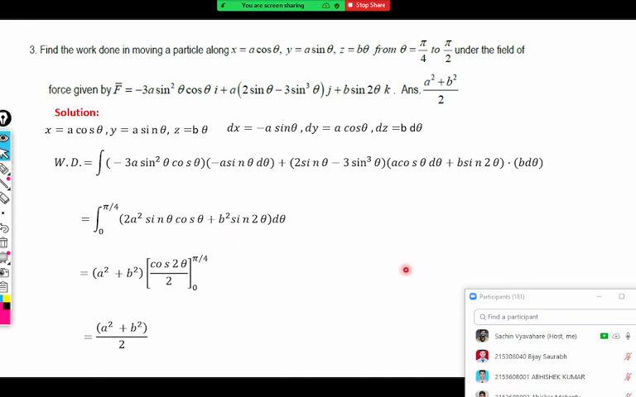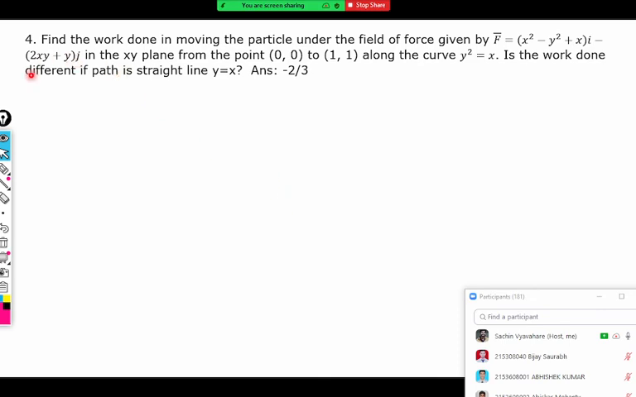last question here. So this is the last question. The question is, find the work done in moving a particle under the field of a force given by F bar. This vector F bar is given in the xy plane, from the point 0, 0 to 1, 1 along the curve y square equal to x. Means first the particle is moving on a parabola from the origin to 1, 1, and then we have to find the work done. There is one more part of the question: is the work done different on the straight line for the same points from 0, 0 to 1, 1? That we have to check.